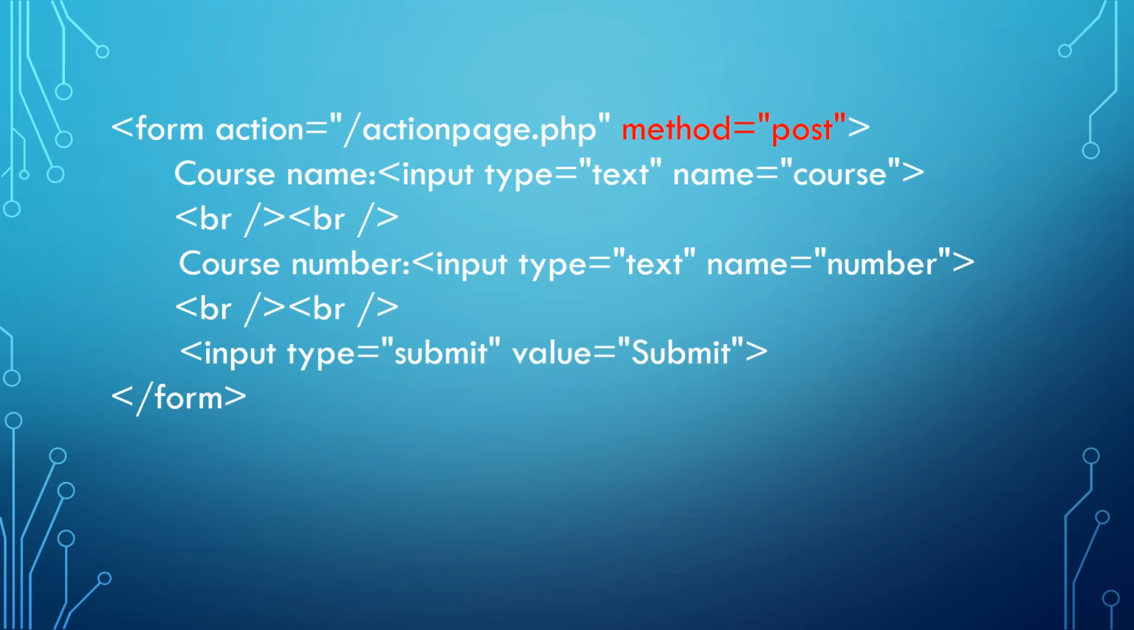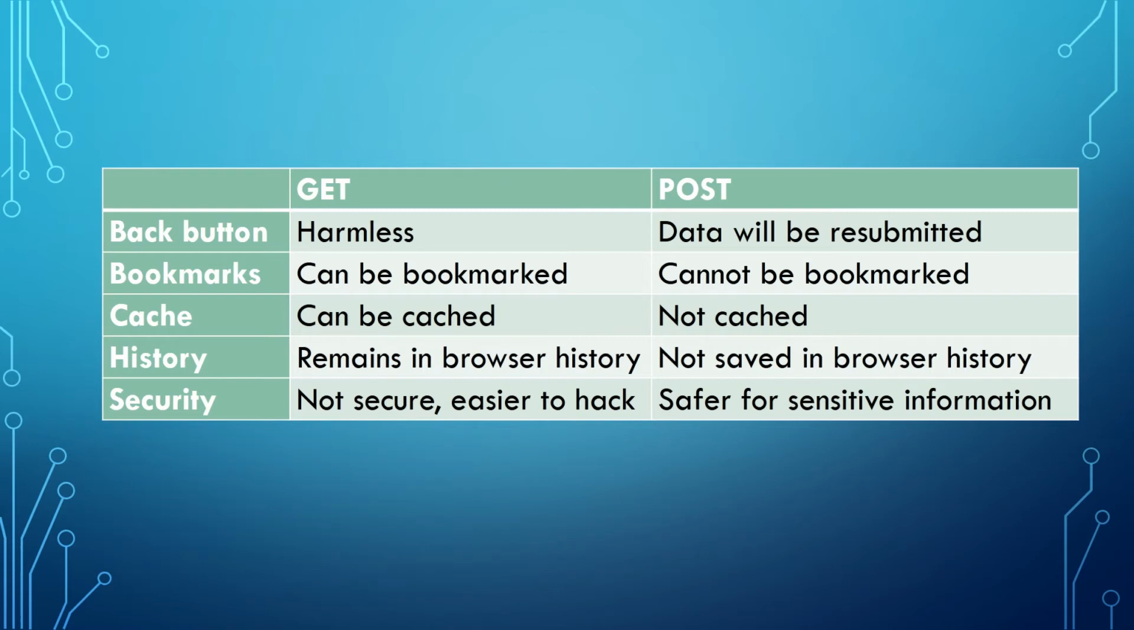Those 2,000 characters include your name fields and everything else that appears in the submission URL, so keep that in mind. There are a few other differences to think about too. If you use post, the back button will cause the data to be resubmitted. Get actions can be bookmarked. Get can also be cached and remains in browser history. This affects the security of the information.